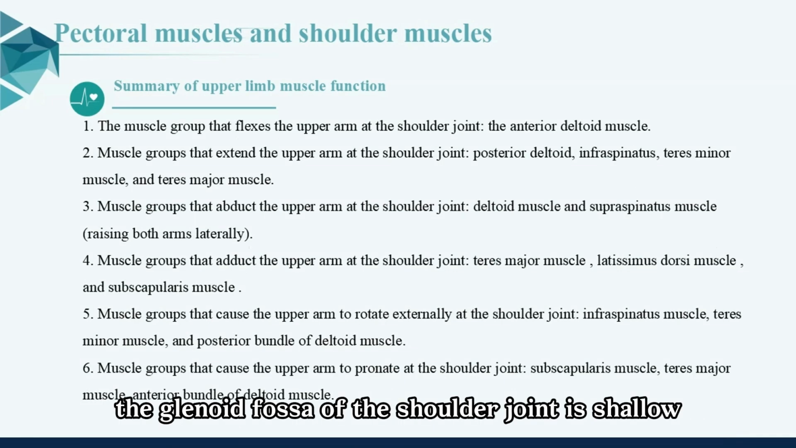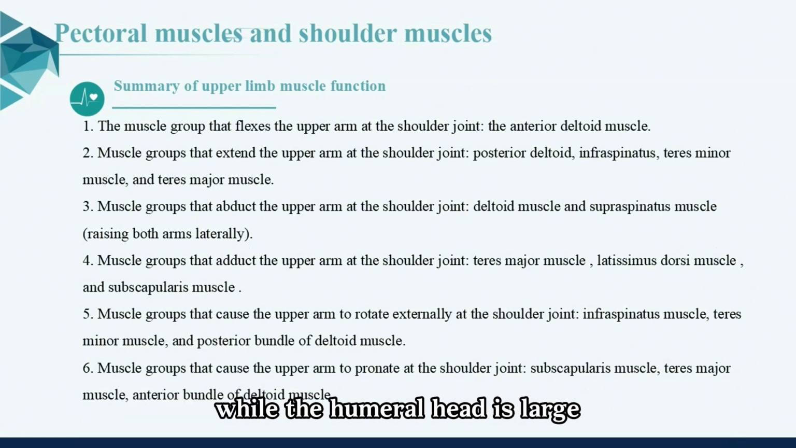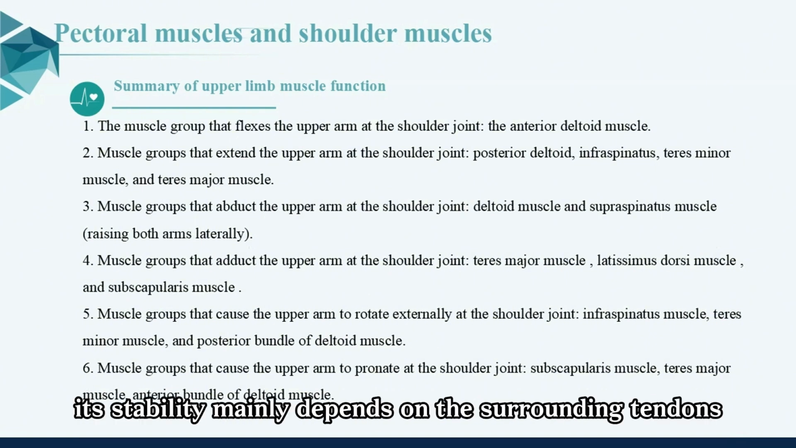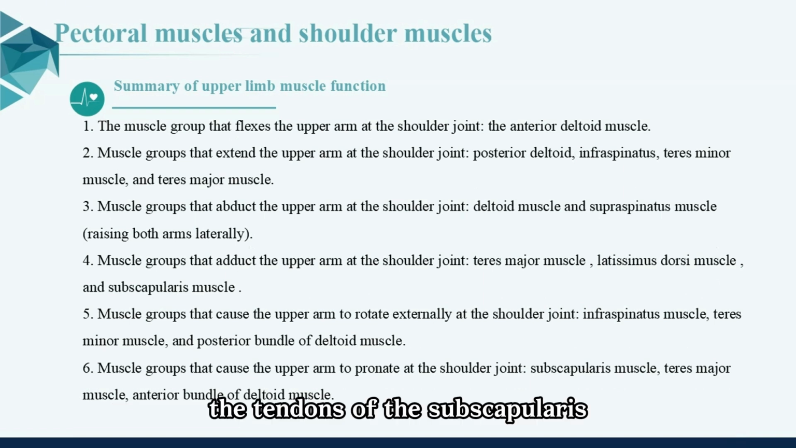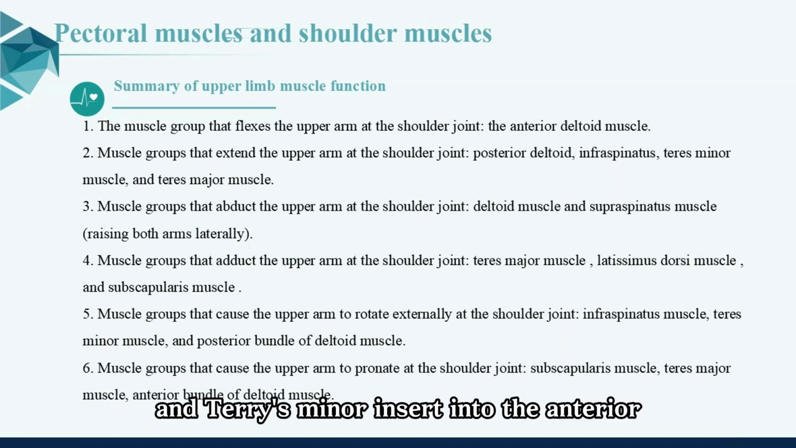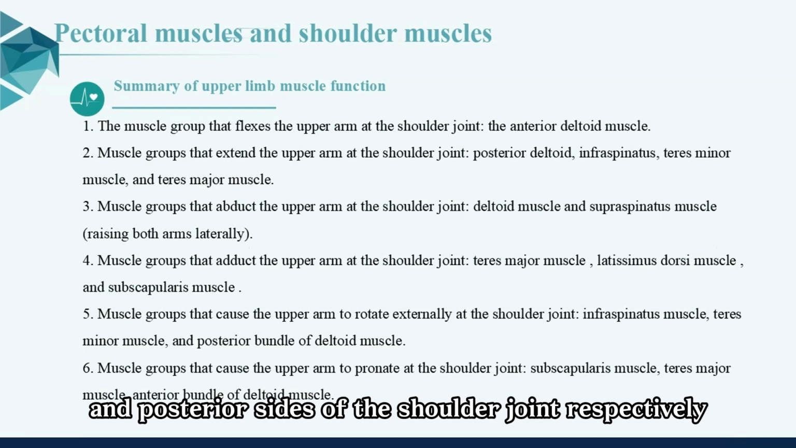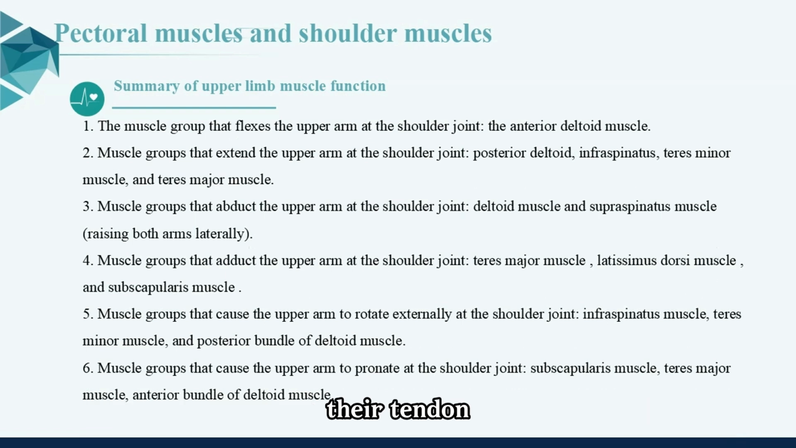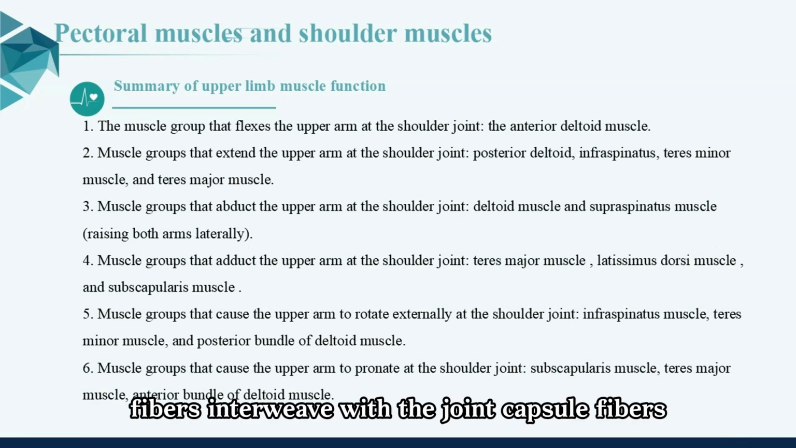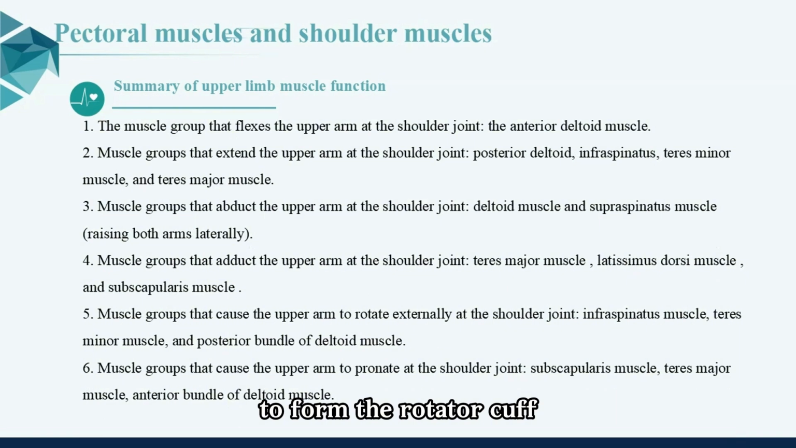The glenoid fossa of the shoulder joint is shallow while the humeral head is large, and the joint capsule is loose. Its stability mainly depends on the surrounding tendons. The tendons of the subscapularis, supraspinatus, infraspinatus, and teres minor insert into the anterior, superior, and posterior sides of the shoulder joint respectively. Their tendon fibers interweave with the joint capsule fibers to form the rotator cuff.